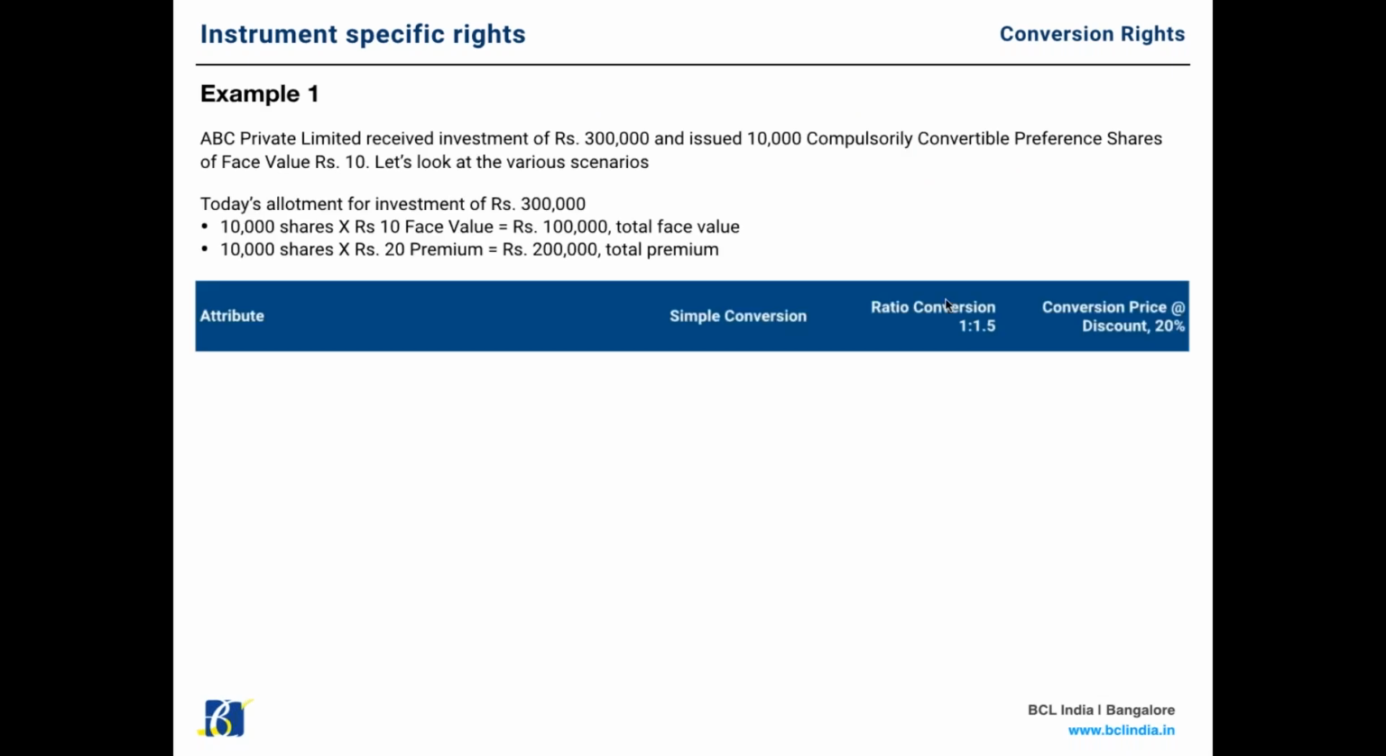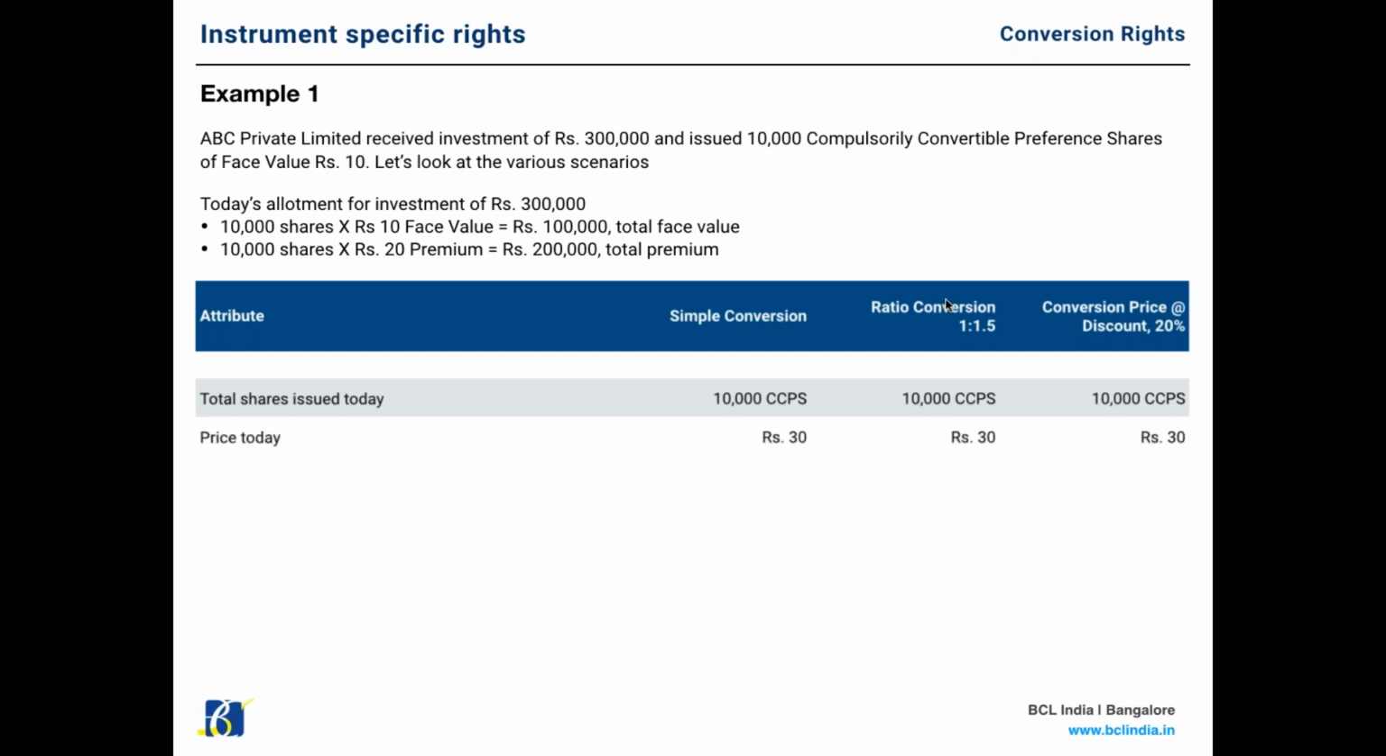ABC Private Limited received 3 lakh rupees and issued 10,000 CCPS at 10 rupees. Now, what are the different scenarios that are possible? Number of shares issued today, 10,000. Price today is 30 rupees, which is basically 3 lakh divided by 10,000. And 30 rupees has two parts: face value of 10 rupees, premium of 20 rupees.